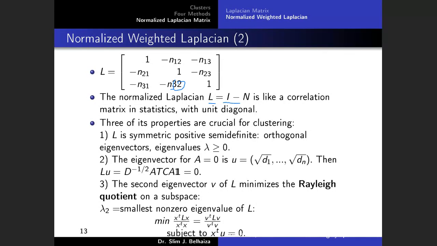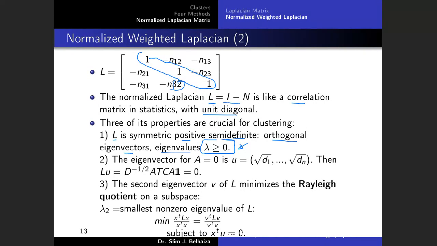It's like a correlation matrix in statistics with unit diagonal, as you can see. And it has mainly three properties that are crucial for clustering. First of all, this L is symmetric, positive semi-definite, and you know how much we love that, with orthogonal eigenvectors and eigenvalues. And this is wonderful, as you know. Eigenvalues are positive, and more than this.